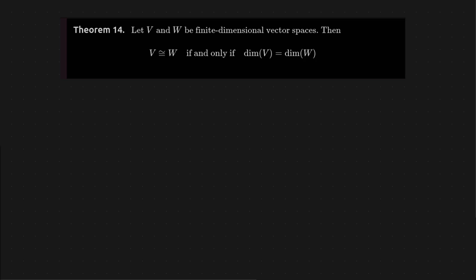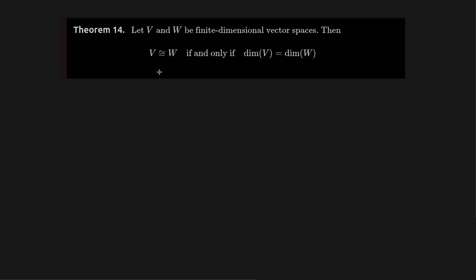Let's consider our primary result for this section. So this theorem says that if we have two finite dimensional vector spaces V and W, then V is going to be isomorphic to W if and only if the dimension of V and the dimension of W are equal.